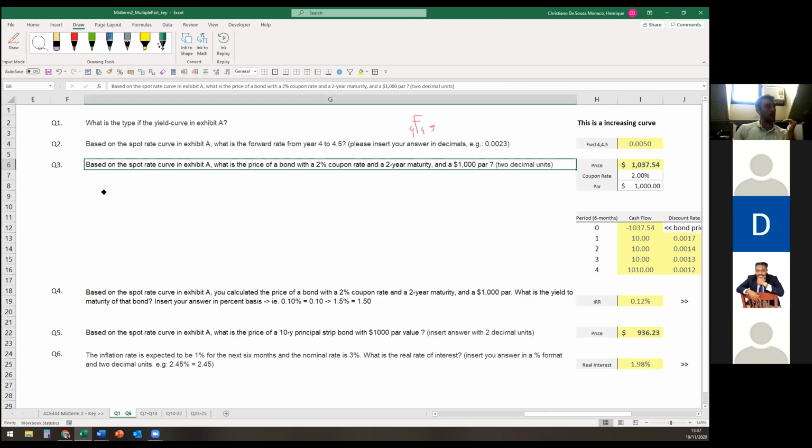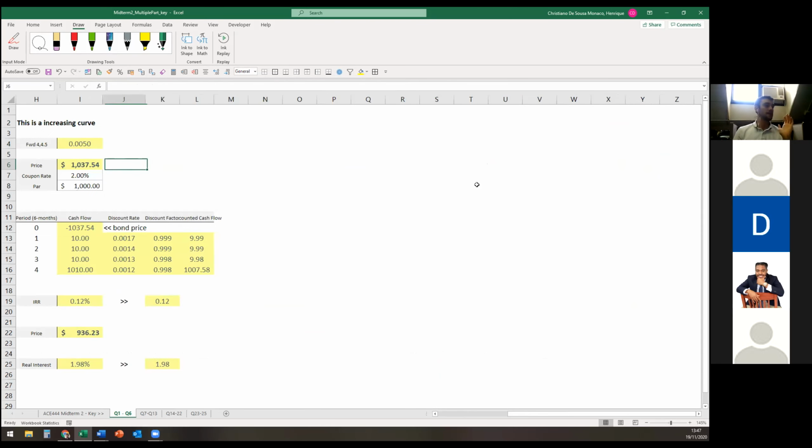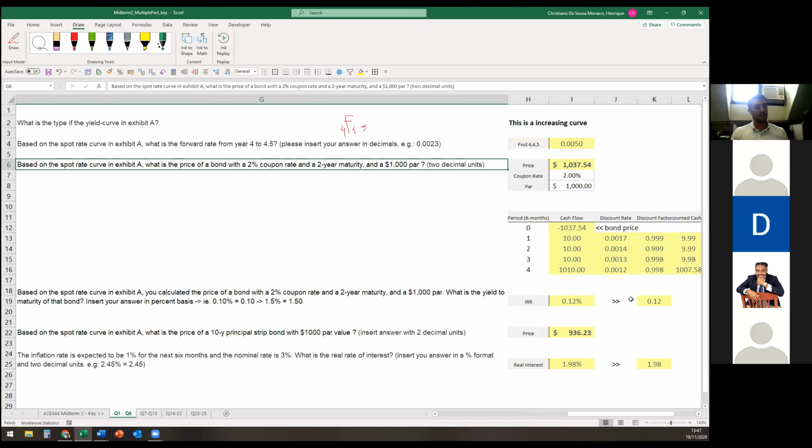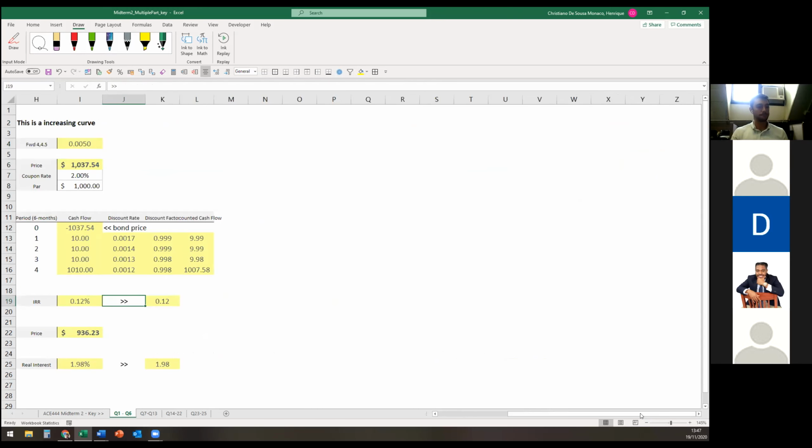Okay, question 3. Based on the spot rate, still the table, what is the price of a bond with a 2% coupon rate and 2 years to maturity and $1,000 par? So this is straightforward, I would say. It's the same thing that we did on the homework.